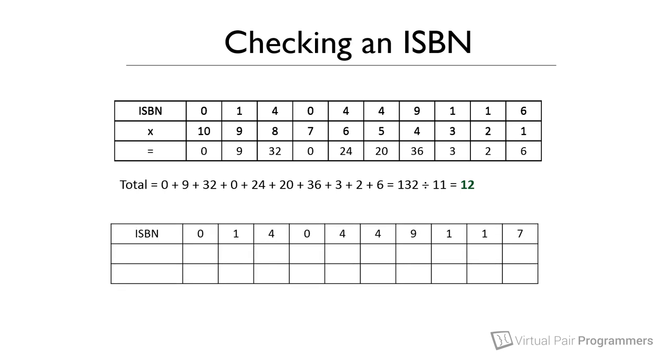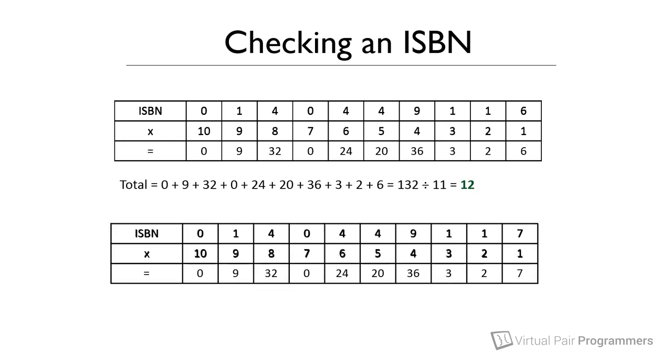Let's have a look at an invalid ISBN number. I've taken the same one as above, but this time I've changed the last digit to a 7. We'll multiply each of these digits out. When we add them up, we can see that gives us 133. When you divide 133 by 11, you get 12.0909 and so on. That's not an integer, so this is not a valid ISBN number. So this is the logic that we need to code up.